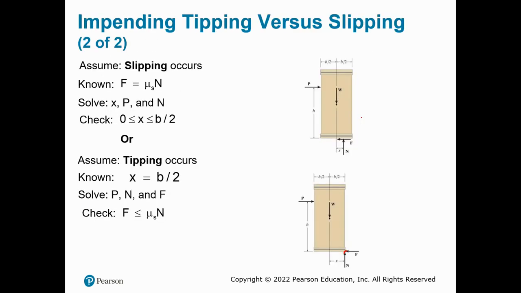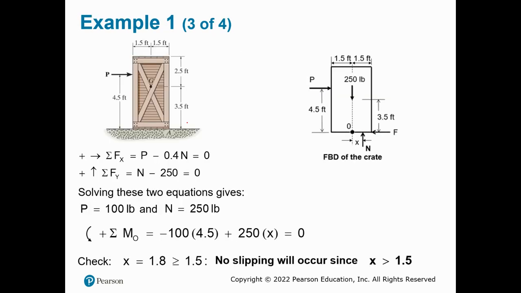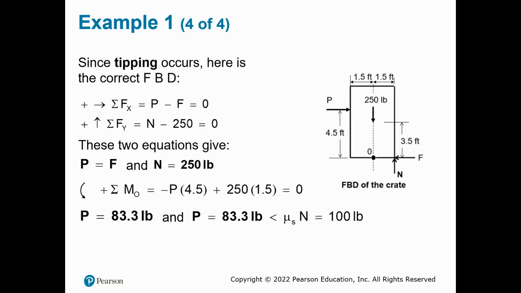Look over here, our last one right here. We do need x to be within the right half. In other words, the value of x needs to be less than half of the width of the object. Ours, compared to that half of the width, 1.5 feet, is bigger. That means the slipping did not occur. Our assumption that this thing is going to slip is not right. That means we're going to go with the second assumption, meaning it's going to tip over.